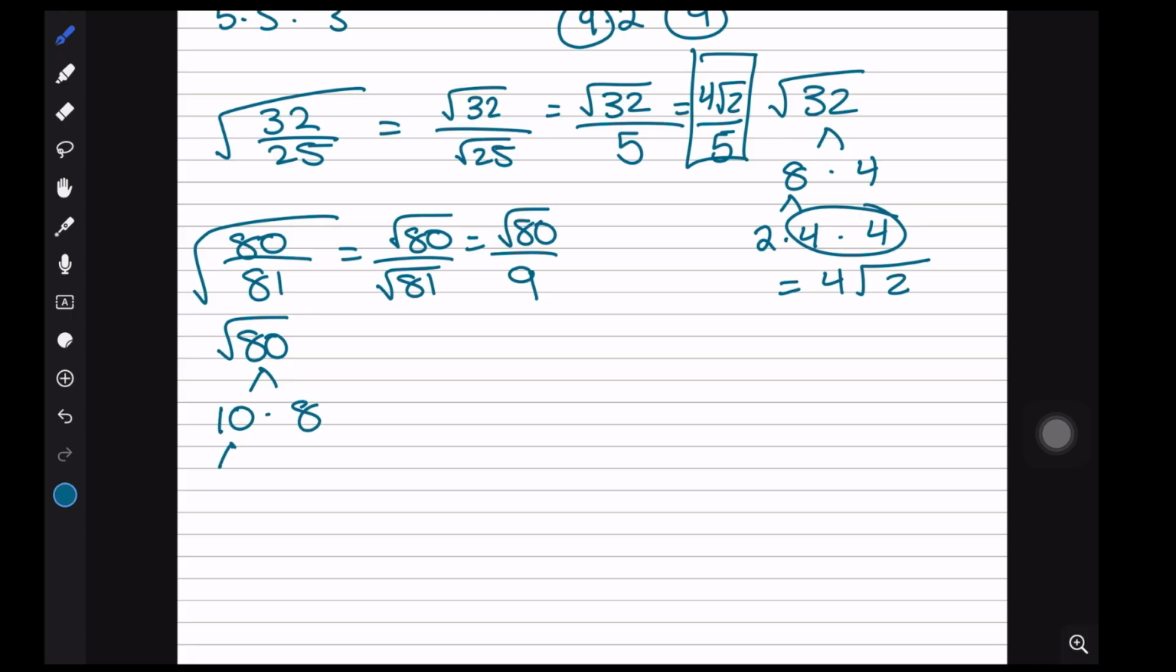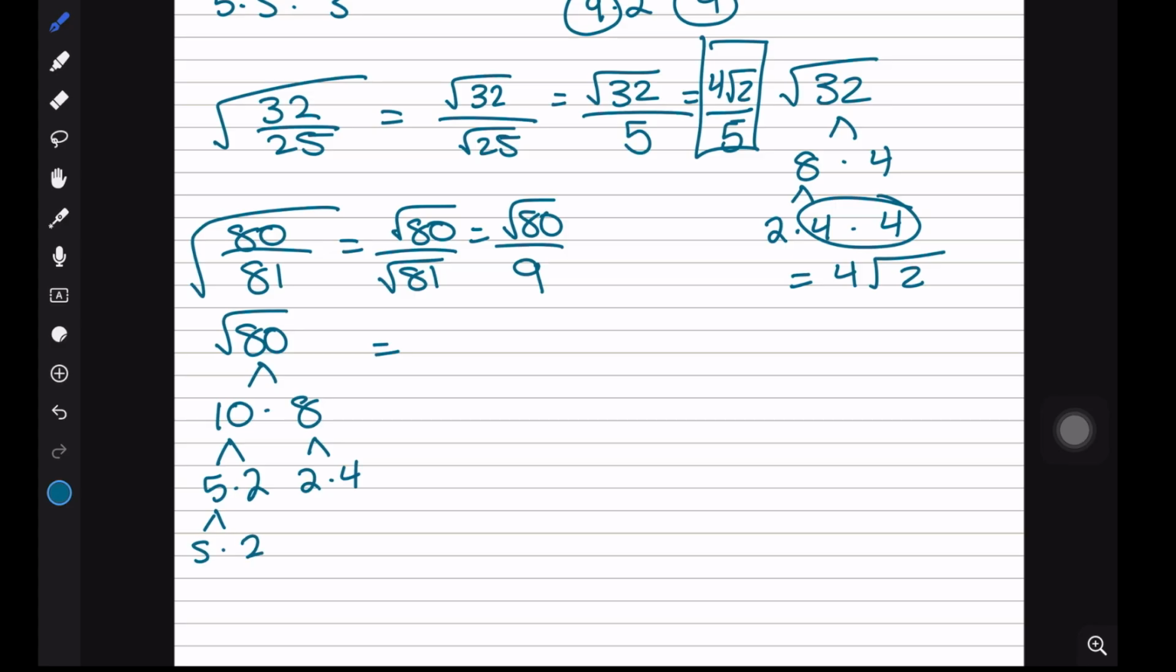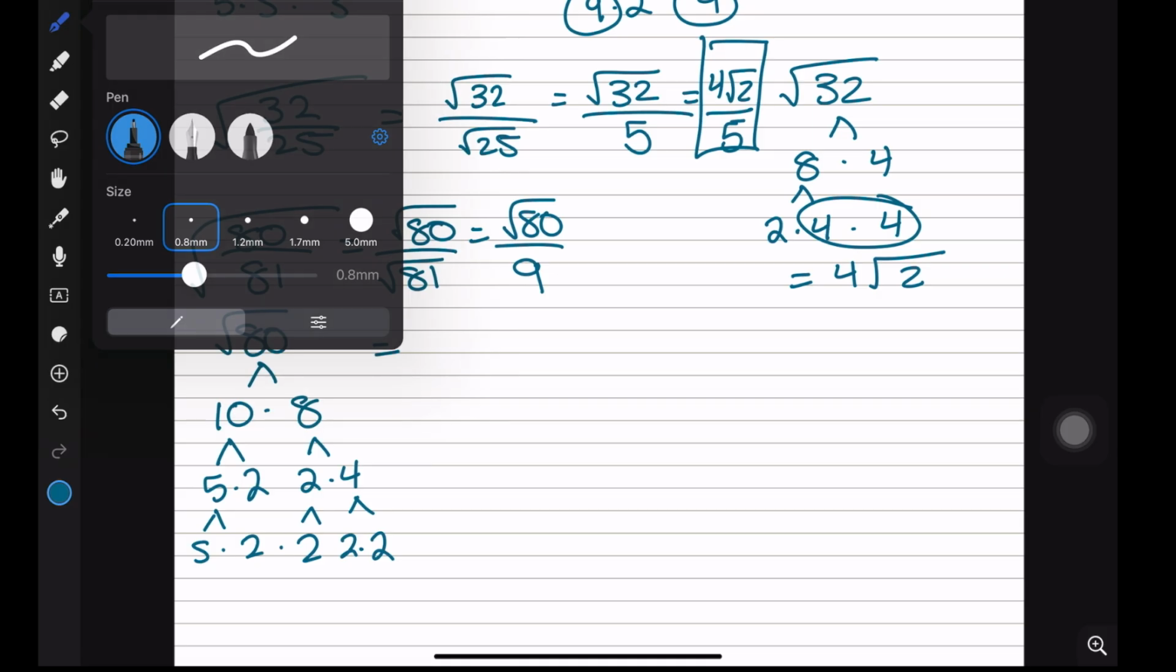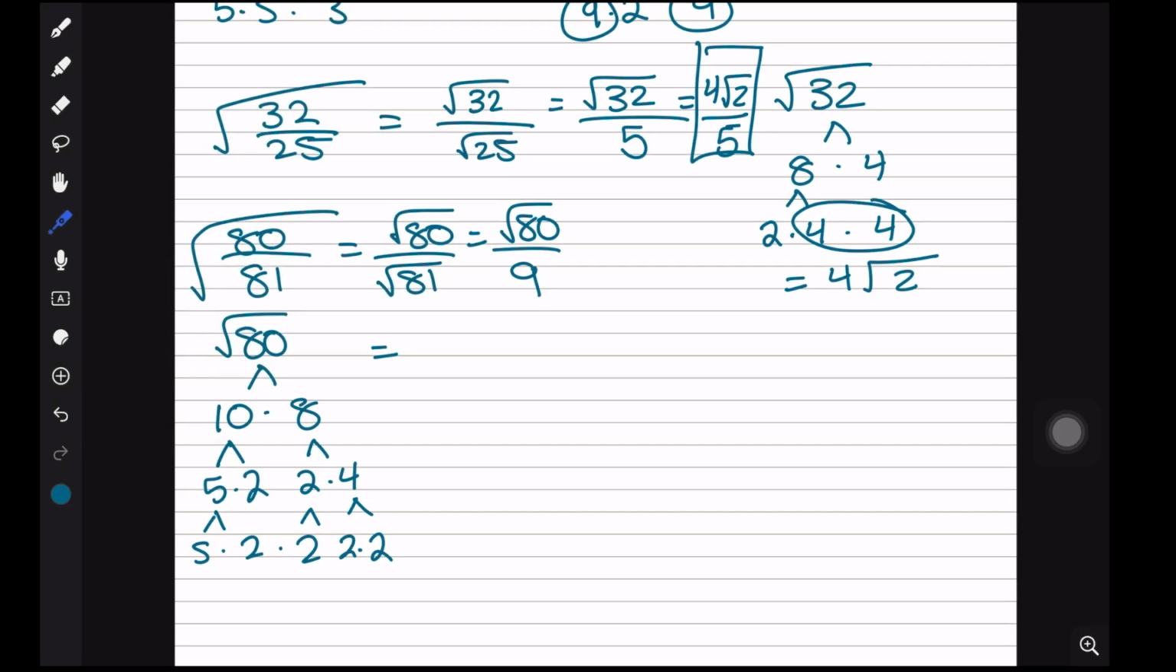10 gets broken down as 5 times 2. And 8 gets broken down as 2 times 4. You can still break down the 4 even further. So you can do 5 times 2 times 2 and then 2 times 2. So now altogether you have 2 pairs of 2s. So 2 times 2 is going to go out in front because you have 2 pairs. So you get 4 square root of 5 divided by 9.